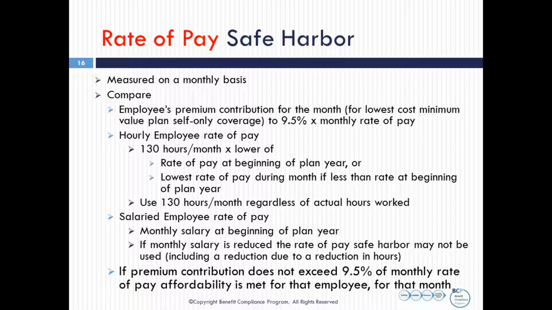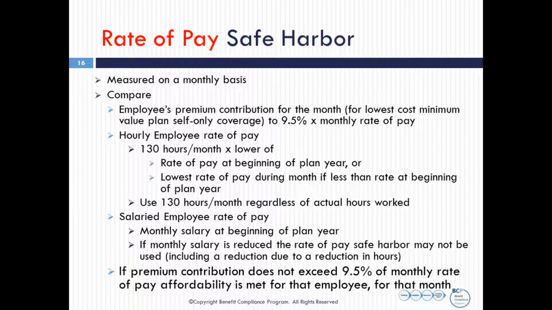You are going to use 130 hours per month regardless of what they actually work. So if they work more, less, doesn't matter. You are going to stick with that 130. So the way this is designed, at the beginning of the plan year, you have an employee that makes X amount per hour. You take that times 130, and that is what you are going to use for their pay for comparison for the entire plan year. And the only change you're going to make to that is if that reduces, then you're going to reduce that.